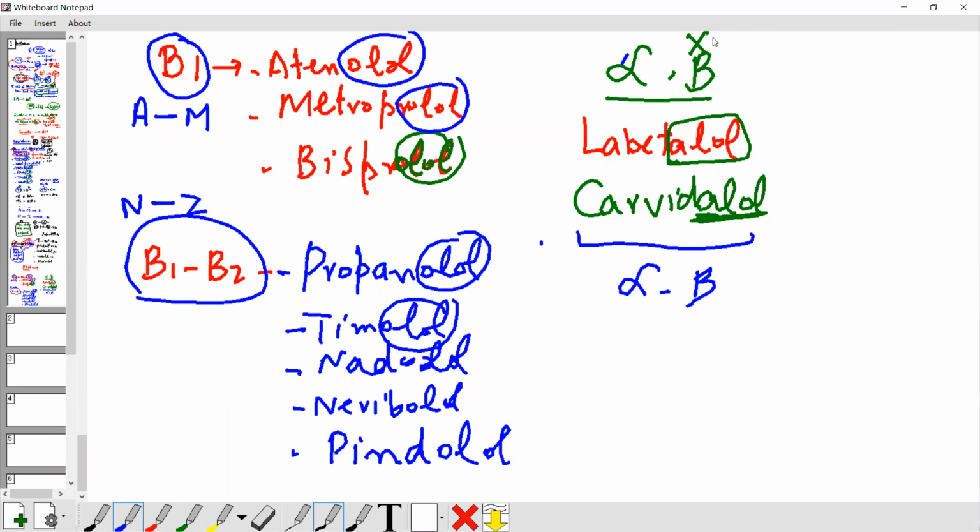Alpha and beta combined: they also block alpha, and also block beta. These drugs are very helpful in heart failure, and also very safe in pregnancy. This I am teaching you here: the second drug safe in pregnancy.